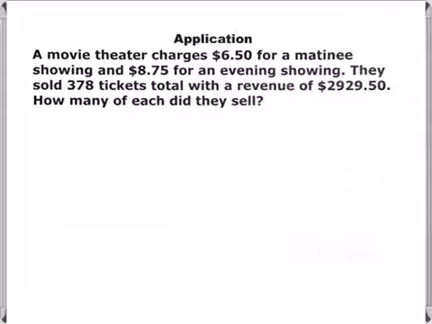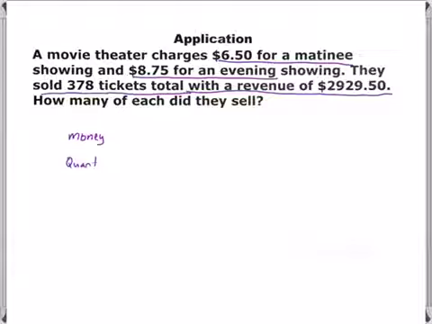A movie theater charges $6.50 for a matinee showing and $8.75 for an evening showing. They sold a total of 378 tickets with a total revenue of $2,929.50. How many of each ticket did they sell? So once again, we're dealing with a money and quantity system here. So let's think about money first.